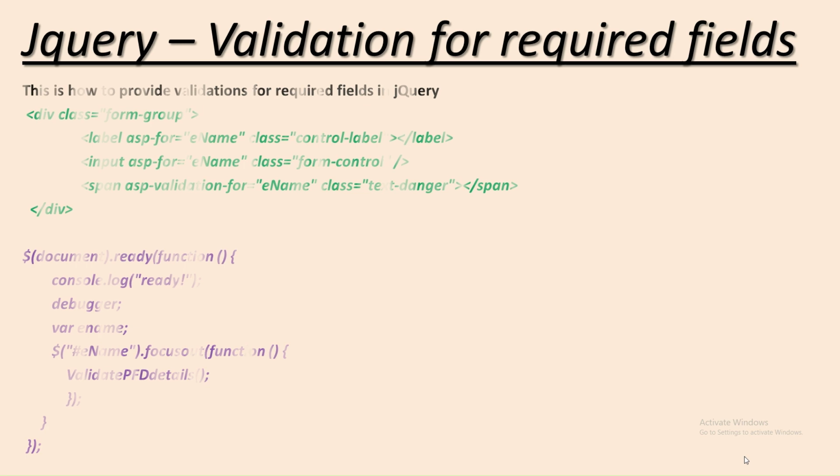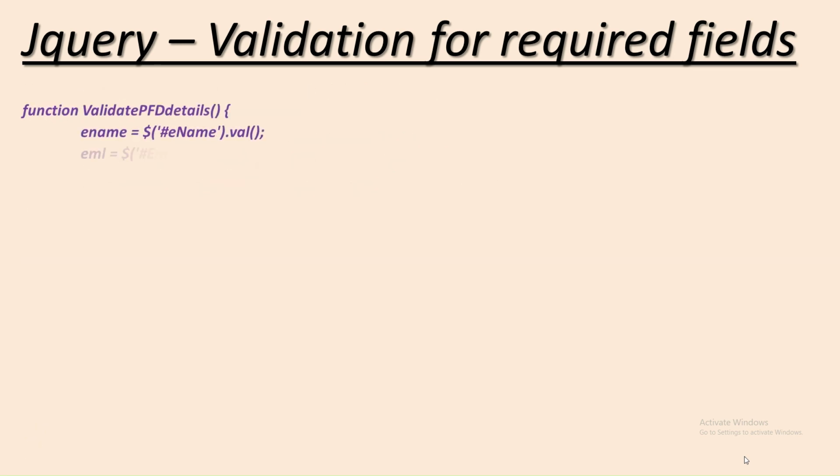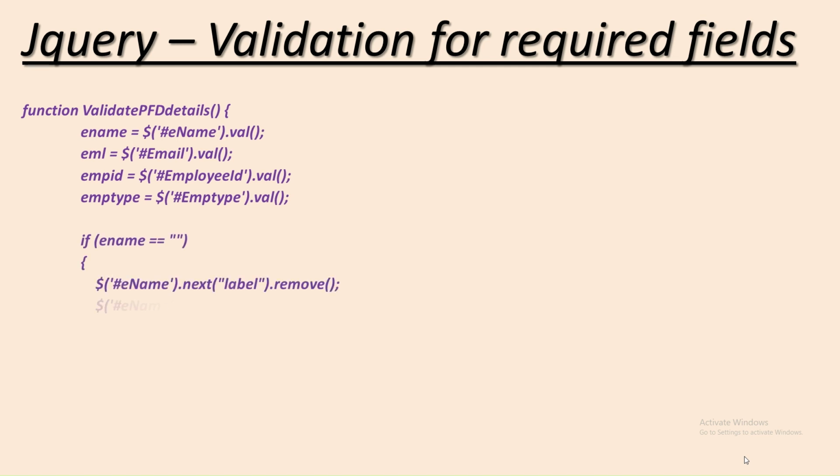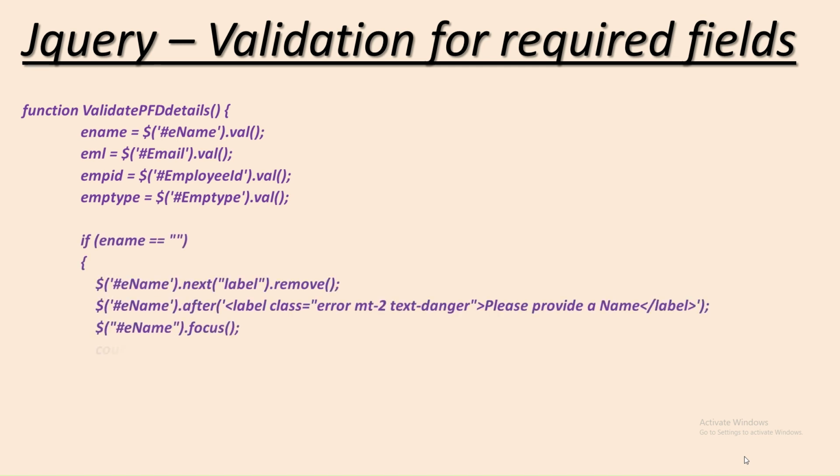Now if we look at the function, the pfd details, you can see that it's trying to fetch those values into variables. These variables are declared previously, and then I'm assigning values to them. Then I'm checking whether the value has something or not. If it does not have anything, it will remove any label over there, and then it will print a label saying please provide a name, and it will assign the focus to that text box, and then there is a counter, and we are returning false. Else, the red label would be removed.